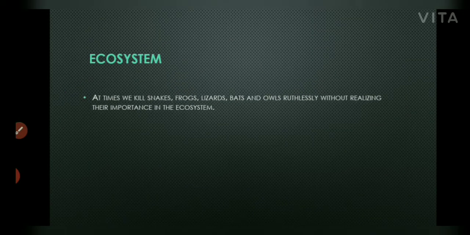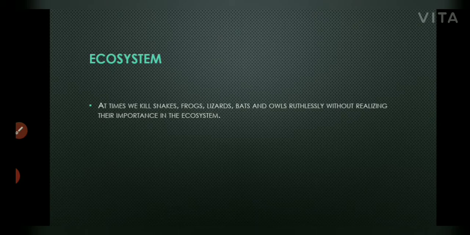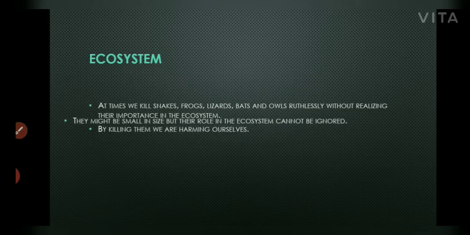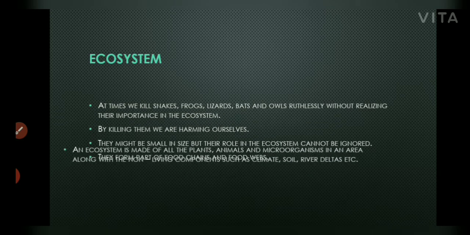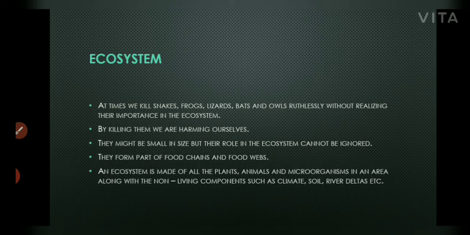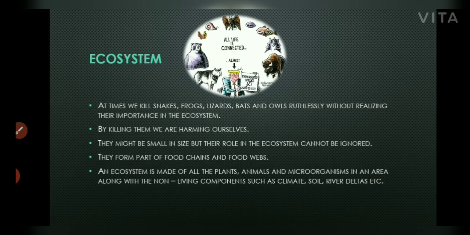Ecosystem. At times, we kill snakes, frogs, lizards, bats, and owls ruthlessly without realizing their importance in the ecosystem. By killing them, we are harming ourselves. But how? They might be small in size, but their role in the ecosystem cannot be ignored. They form part of food chains and food webs. An ecosystem is made of all the plants, animals, and microorganisms in an area, along with the non-living components such as climate, soil, river, deltas, etc.